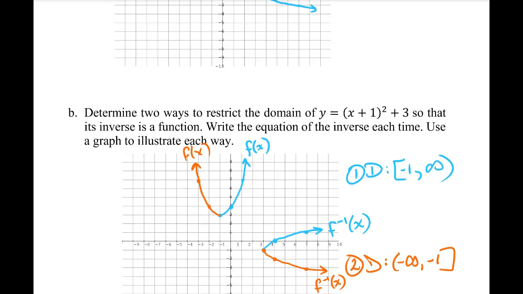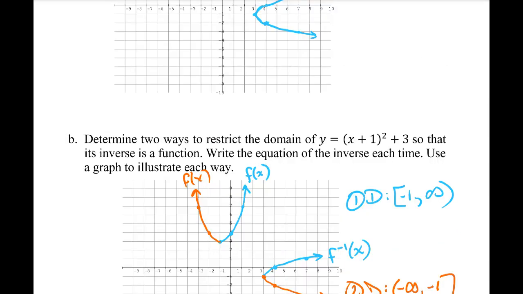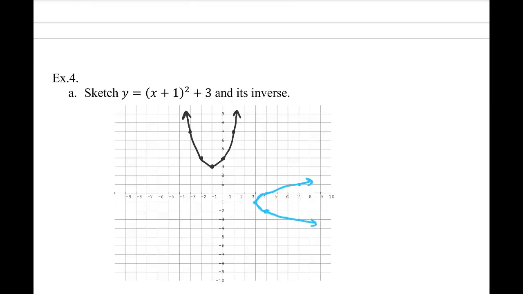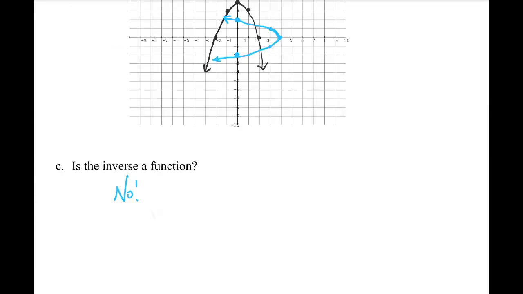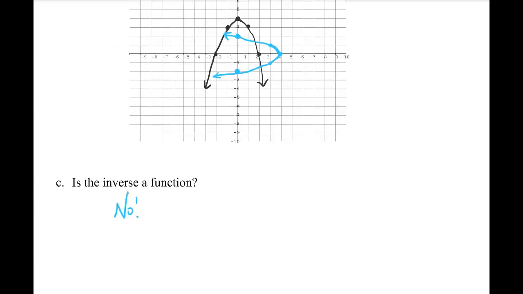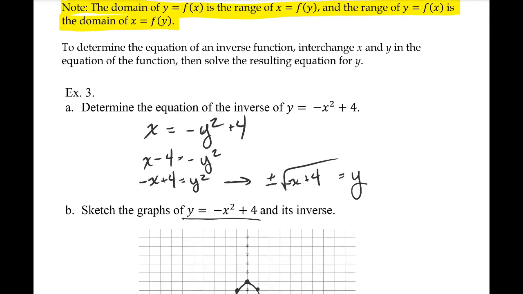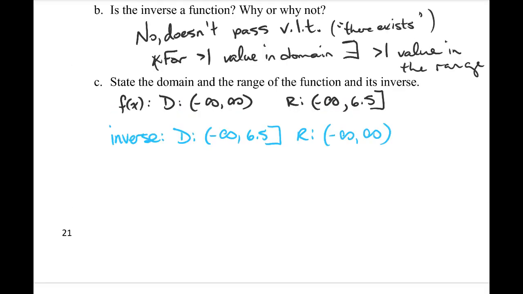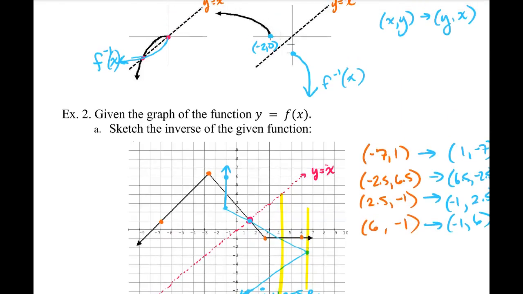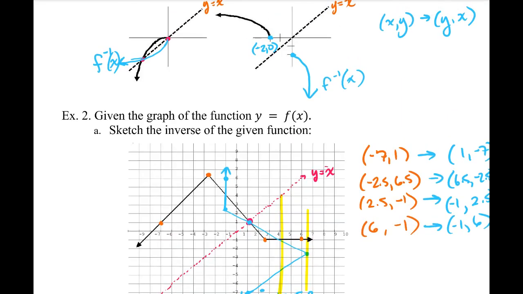We can determine the inverse of a graph by choosing points and mapping notation. We can also think about it as a reflection over that y equals x line. And we could also figure out the algebraic equation for the inverse and graph that instead. So whichever one makes the most sense to you, that's what you should do. But be able to feel comfortable answering all these different types of questions. And I'm going to put up some homework practice questions as well to help you out with this.